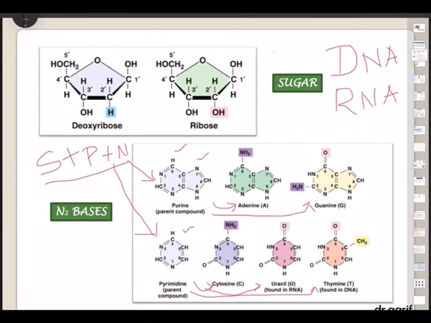Purines are of two types, as you are seeing: adenine, abbreviated as A, and guanine, G. And pyrimidines are of three types: cytosine, uracil and thymine. In this you must remember that uracil is present in RNA alone. Uracil is seen only in RNA in place of thymine, whereas thymine and cytosine are present in DNA. So uracil is unique, remember this.